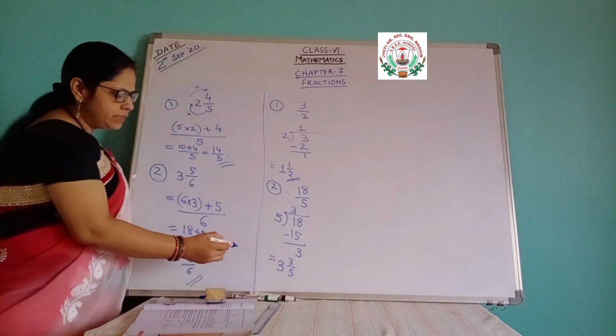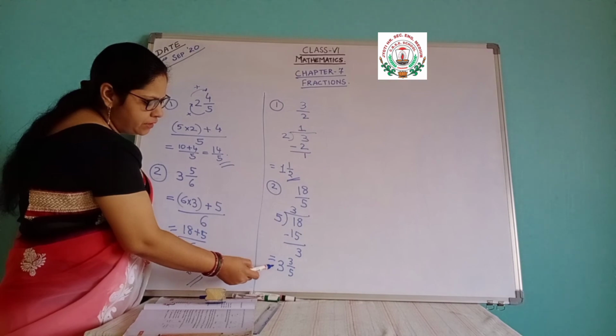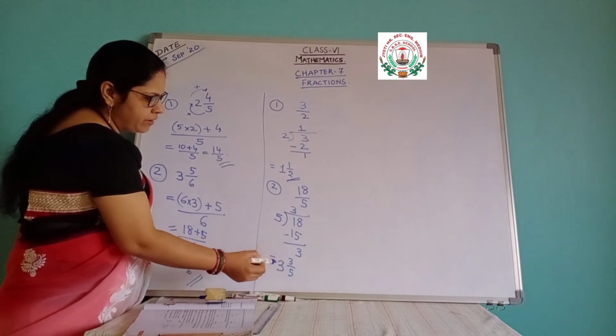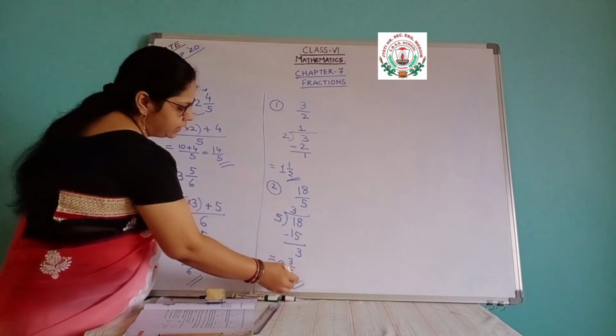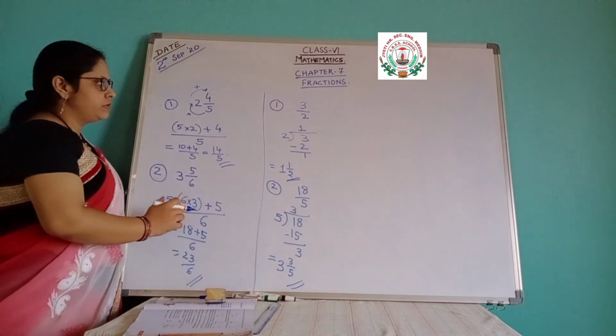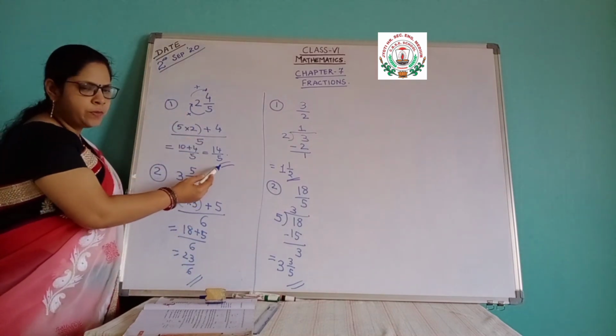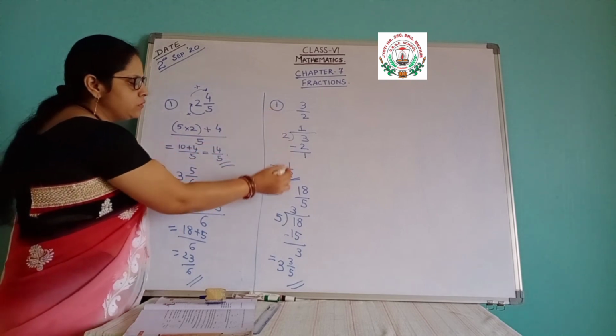Check it out whether it is correct or not. 3 5s are 15. 15 plus 3, 18. 18 by 5. Getting correct answer. So this is the conversion of mixed fraction to the improper one and improper to the mixed fraction.